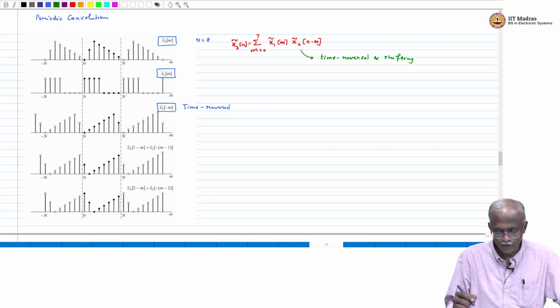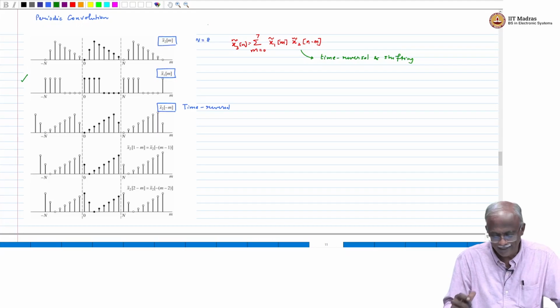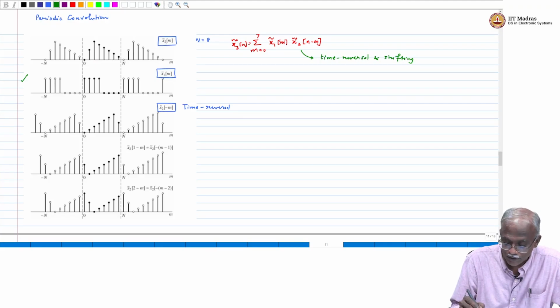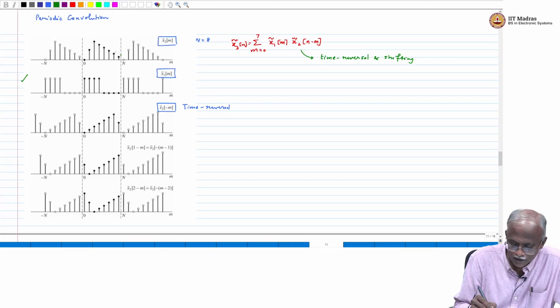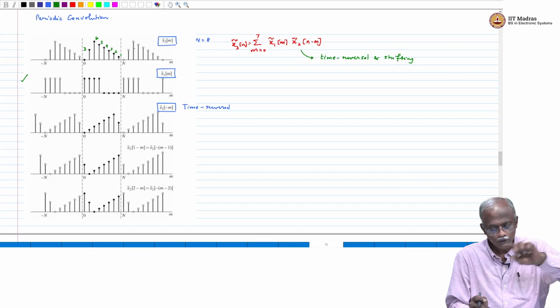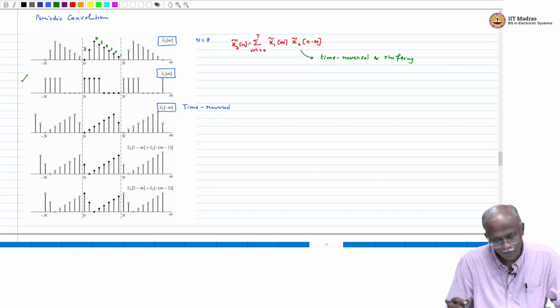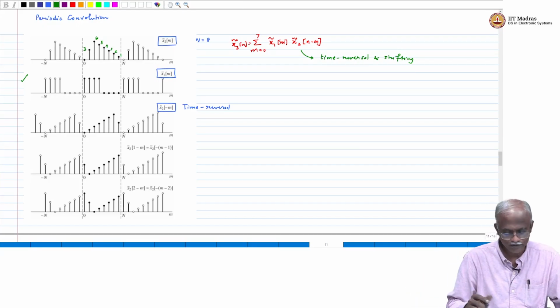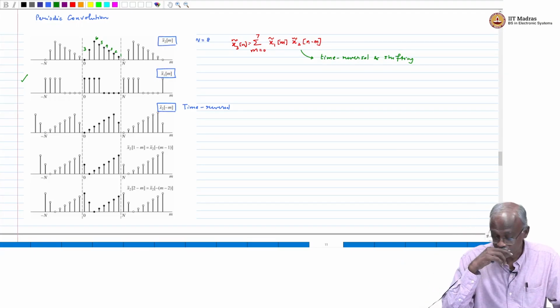Let us look at it. x1 of m is the sequence that is given. The period is equal to 8. It has got 4 ones and 4 zeros. On the other hand, sequence number 2 has a variation, with amplitudes up to 6. It is some sort of a triangular waveform with different slopes on the positive side and on the negative side. So it is 0, 3, 6, 5, 4, 3, 2, 1. That is the sequence that we have.